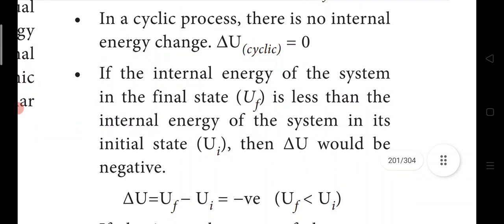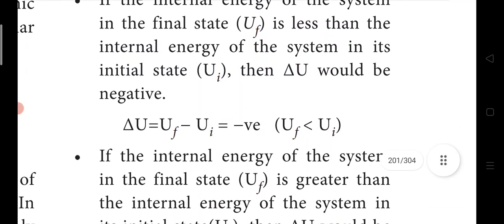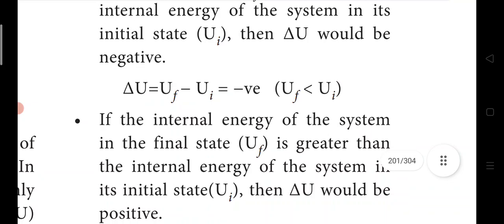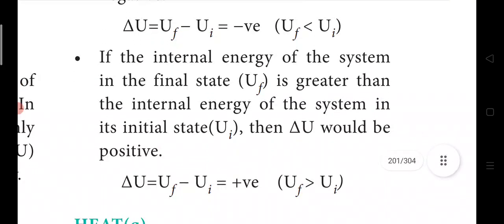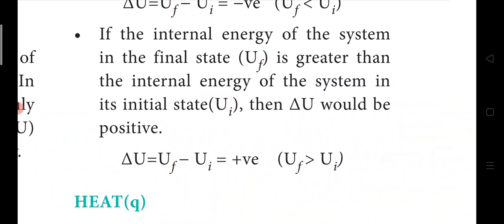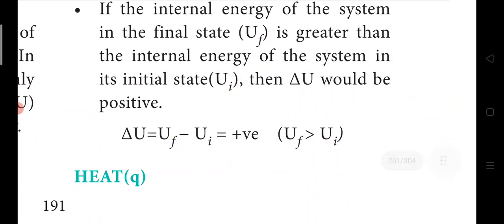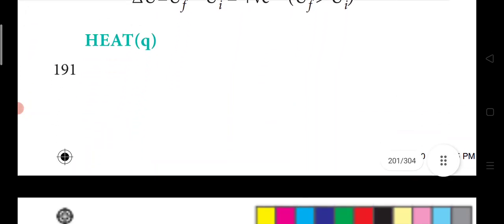If the internal energy of the final state is less than the initial state, then delta U would be negative. So if F is lesser than I, it will be negative. If the internal energy of the system in the final state is higher, then that will be positive. So if F is greater than I, you will get a positive.